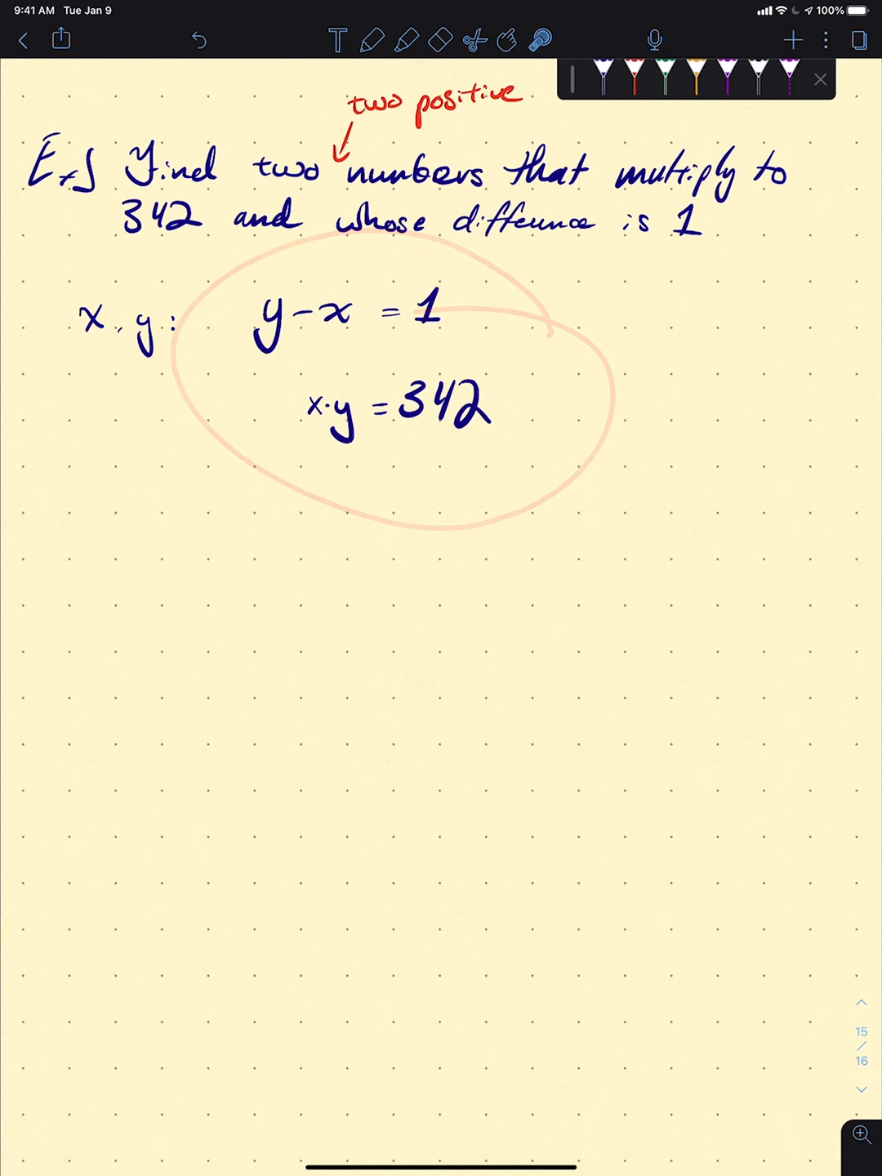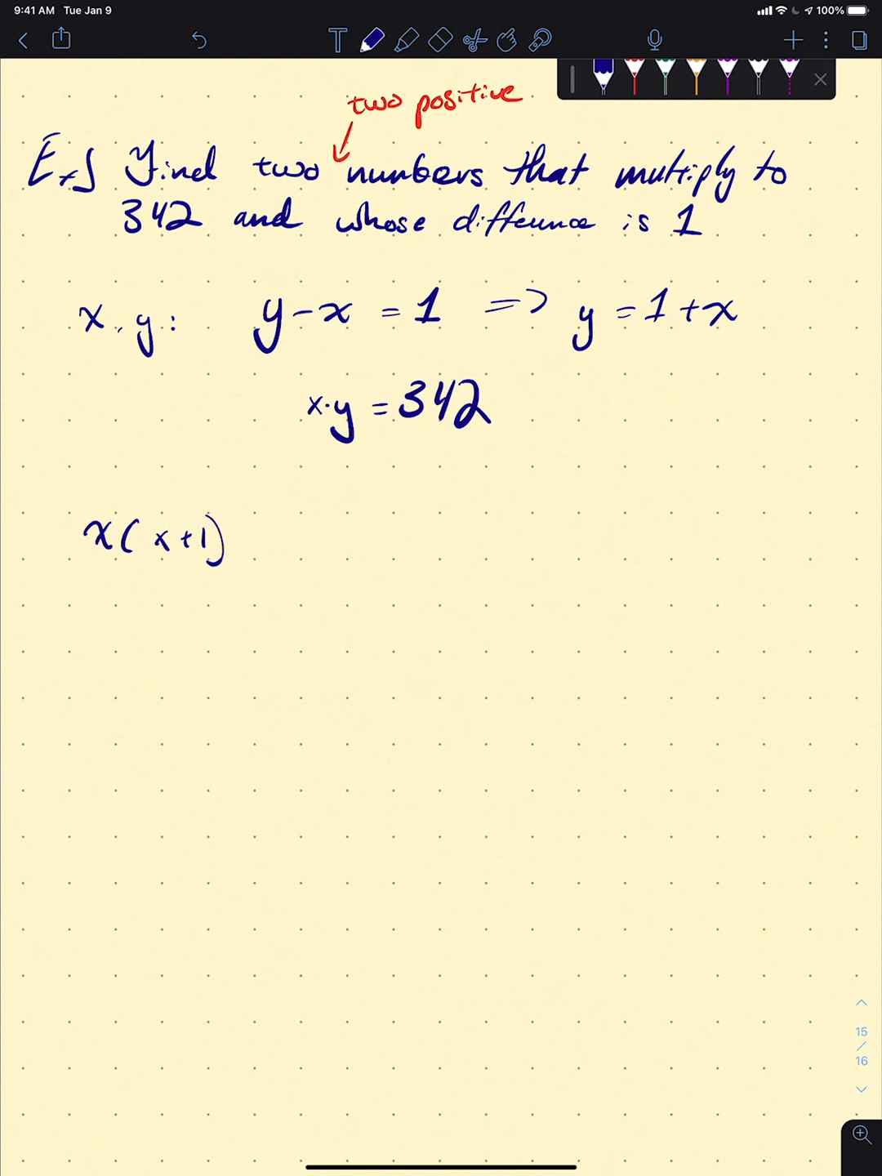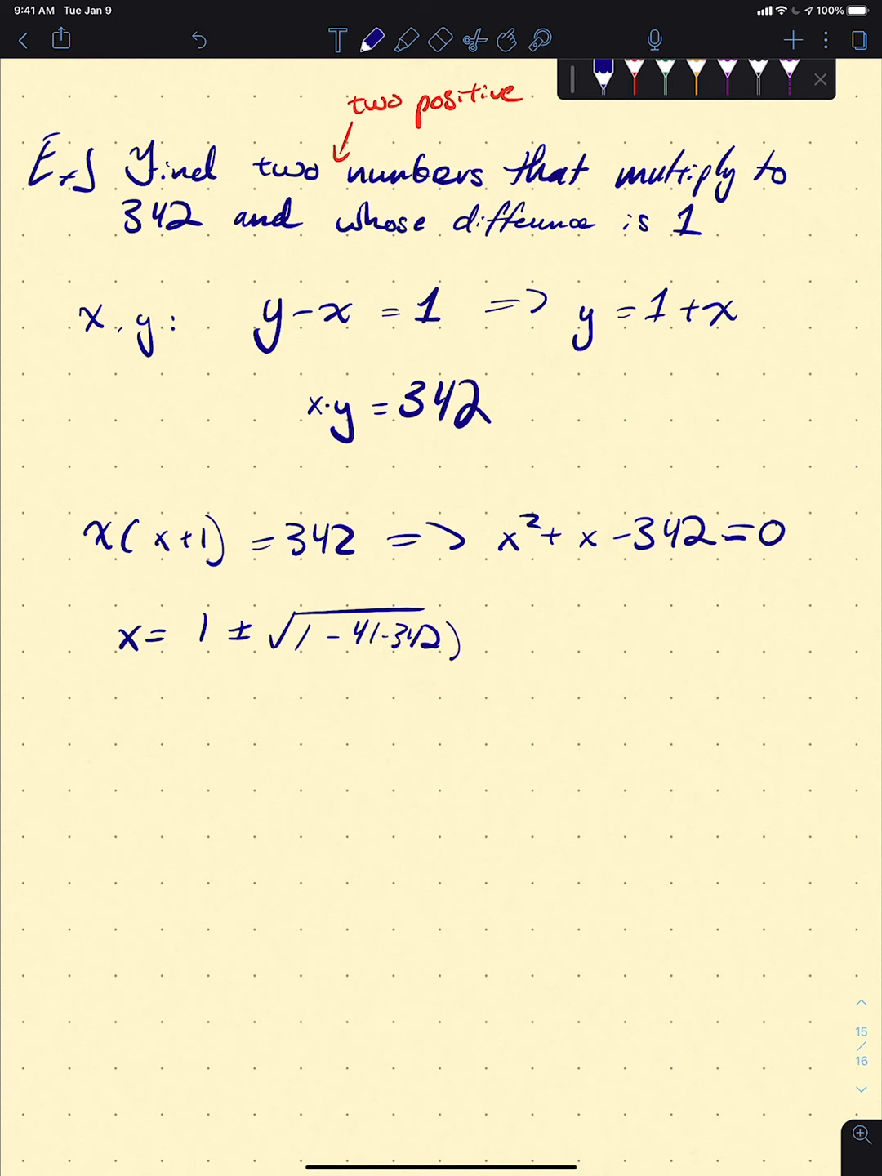But we can use what's traditionally called the substitution method for this. Let's note that we can rewrite this as y equals 1 plus x, and then we can substitute that in here. So we get x times x plus 1 is equal to 342, which means that x squared plus x minus 342 equals 0. And now we can go through the process of doing our quadratic formula. So b is 1, plus or minus the square root of 1 squared is 1 minus 4 times 1 times negative 342, and that's all divided by 2.